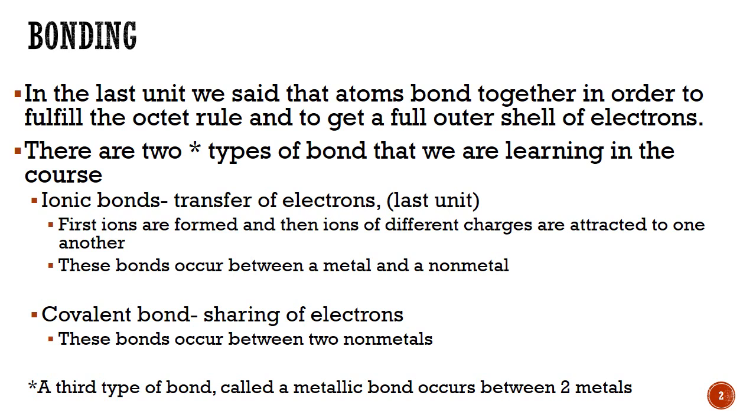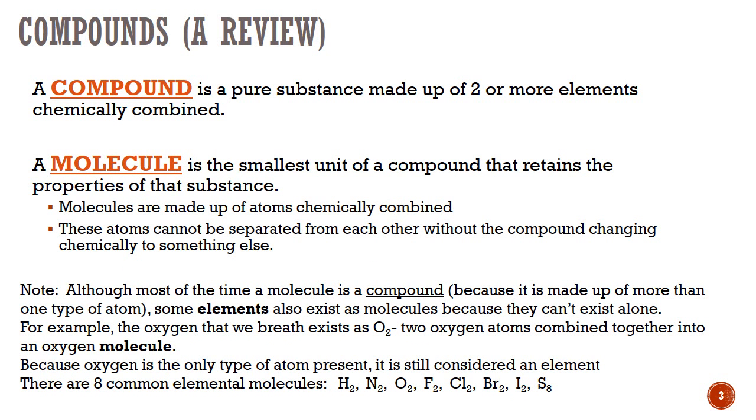This unit, we're going to be talking about the covalent bond, which is a sharing of electrons. This generally happens between two nonmetals. And as you can see, a third type of bond, called the metallic bond, occurs between two metals. We're really not going to focus on that in this class.